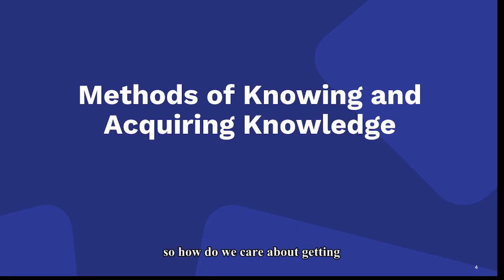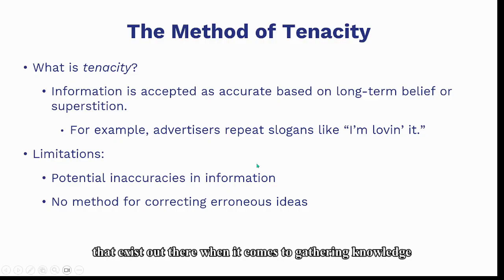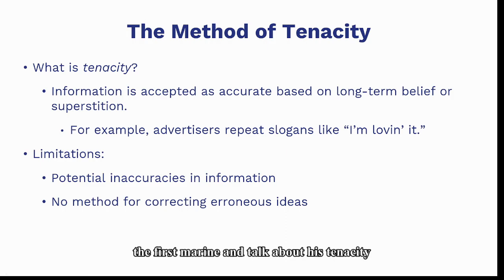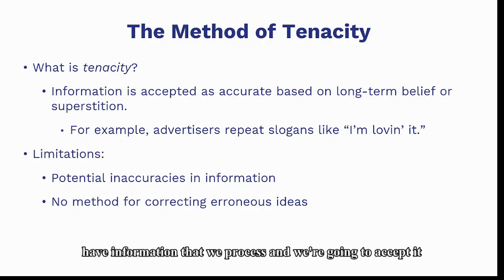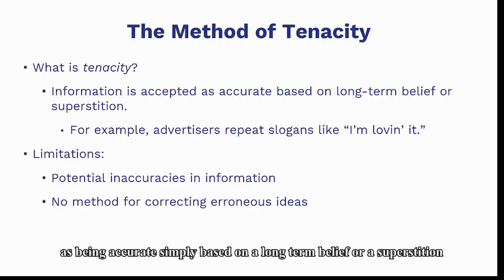So how do we go about getting knowledge and acquiring information? Let's talk about several different methods that exist out there when it comes to gathering knowledge. The first one we're going to talk about is tenacity. And in tenacity, we're going to have information that we process and we're going to accept it as being accurate simply based on a long-term belief or a superstition.